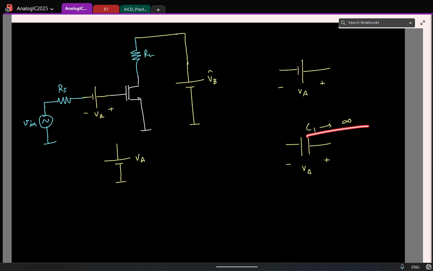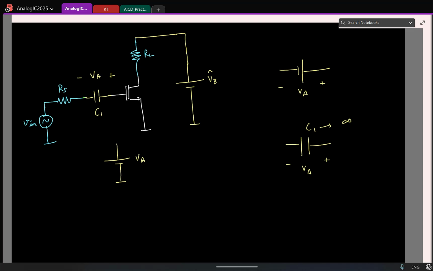Of course, I can't have an infinitely large capacitor. In practice, we should have a large capacitor. How large it is we'll see later, but at least to start with, this seems like a good option. So I'll replace this with what now? And what should be the value of the capacitance ideally? Infinite. So I'll call that C1 and assume that this is actually an infinite capacitor. And this should be charged to the same voltage VA, right? Is this clear?